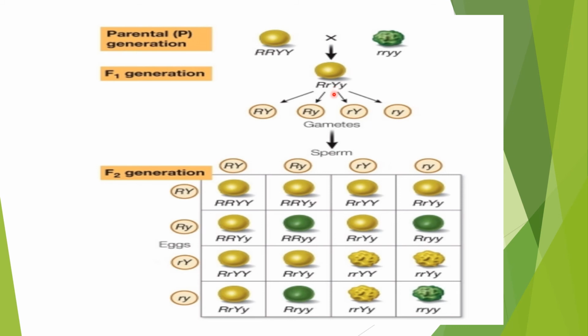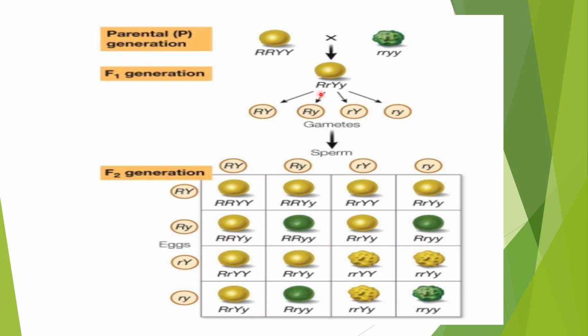Now, Mendel self-fertilized the F1 hybrids in the next generation. From each parent, we are getting the gametes. 4 types of gametes, in fact, are produced by each parent. What are the 4 kinds of gametes? Capital R, capital Y; capital R, small y; capital Y, and small r, small y.